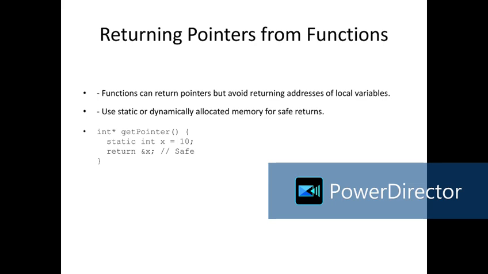What to do instead? Use static variables. Instead, get a static int x equals 10, return &x. Use the malloc function. The same example is repeated, and returning a pointer allows you to return arrays or structs. Build factory functions. Share data between functions efficiently. Best practices: document ownership. Make it clear who should free the memory.